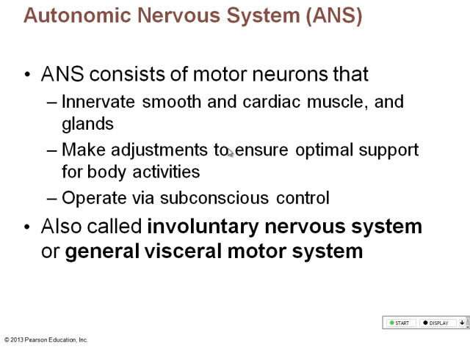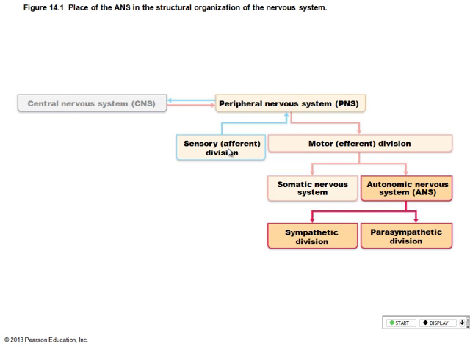Autonomic nervous system. What's that? Automatic stuff. Stuff that happens to innervate things like smooth muscle and cardiac muscle and glands that we don't think of all the time. It makes adjustments to ensure optimal support of different body activities, a lot of the things that we just discussed, and operates via the subconscious control of upper brain regions. So, it's also called the involuntary nervous system or general visceral motor system.